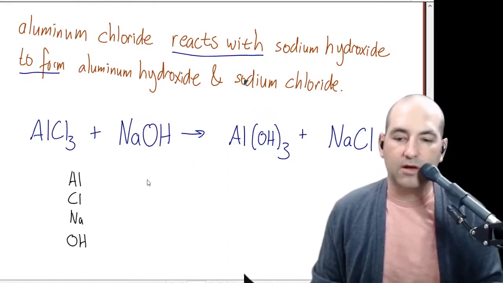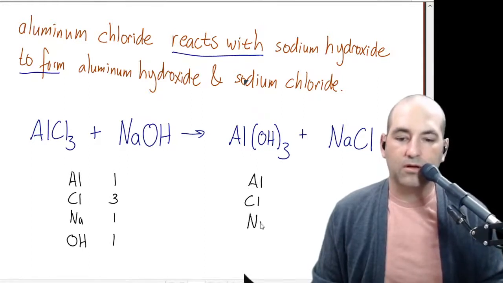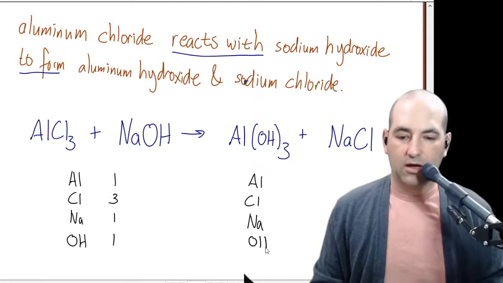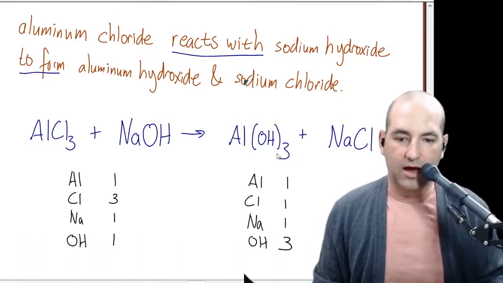So we can do the same thing over here. Well, okay, let's finish our inventory here. So we've got one of these, three of these, one of these, one of these. Then over on this side, I've got the same thing, aluminum, chlorine, sodium, and hydroxide. And then I'll have one of those, one of those, one of those, and 3 hydroxides here.